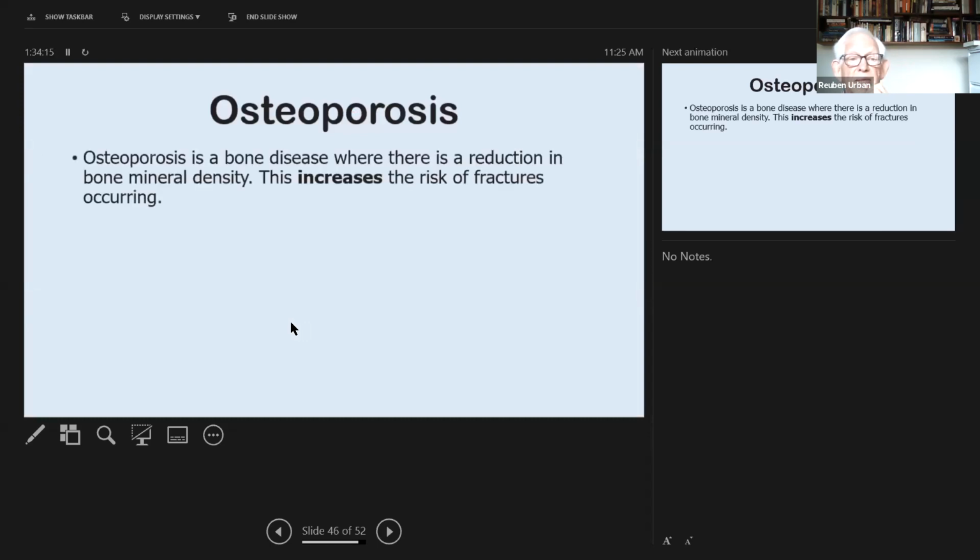Osteoporosis. I just realized what the time is. I'm running out of it.